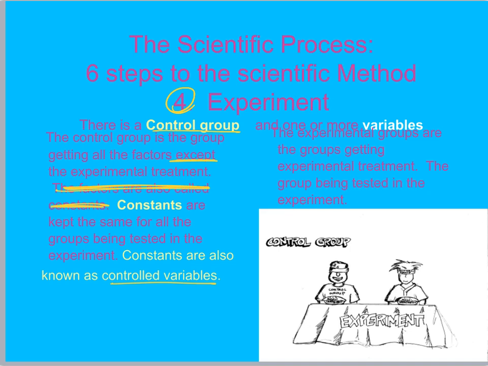So a control group, if we're talking about the plants being fertilized, like we were saying, the neighbor's plants grow better than yours, I'm going to hypothesize that fertilizer will help the plants grow better. Okay, so a good experiment would be to take, let's say, 5 green bean plants and do not put fertilizer on them. Take 5 green bean plants and do put fertilizer on them.